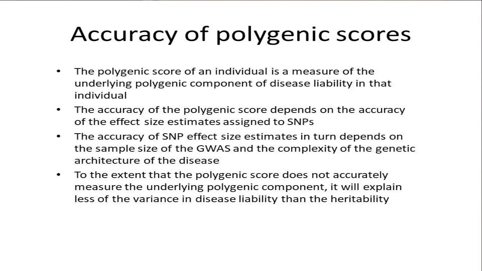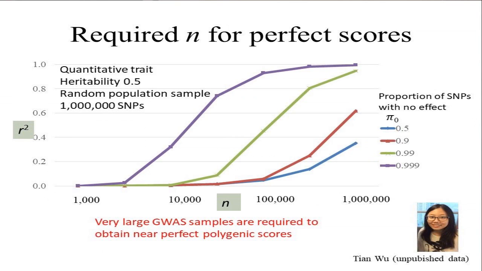But of course, to the extent that the polygenic score does not accurately measure the underlying polygenic component, it will explain less variance of the disease liability than the heritability. So the maximum amount of variance that can be explained by the polygenic score is the heritability. The polygenic score cannot explain more than the heritability.